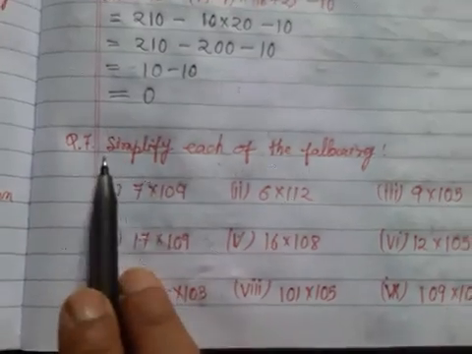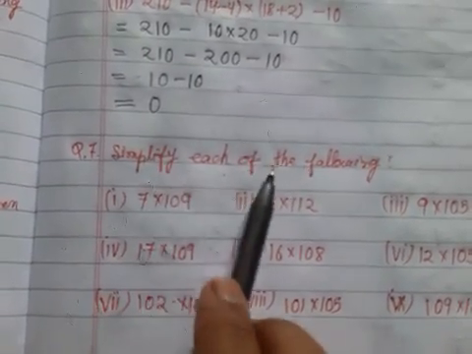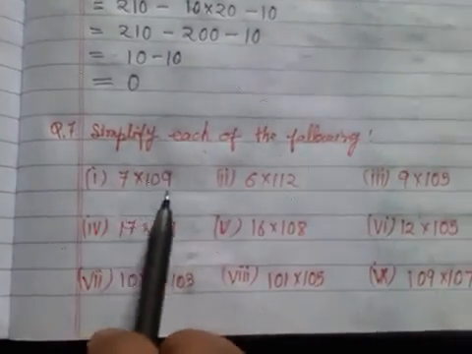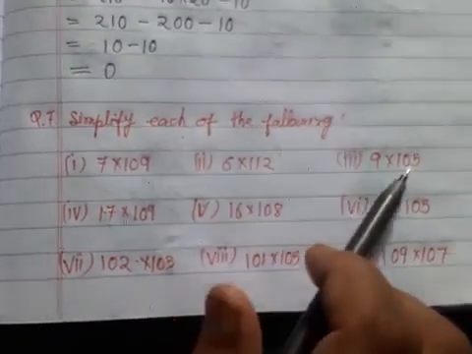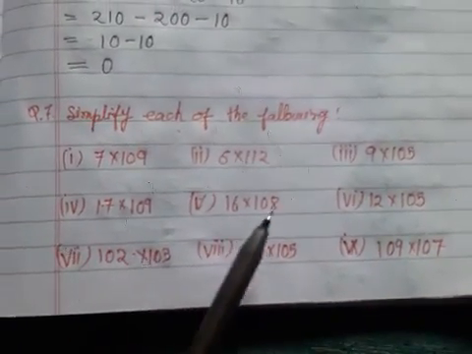Now what is question number 7? Question 7 is: simplify each of the following. These are simple multiplication, so you should do them yourself.